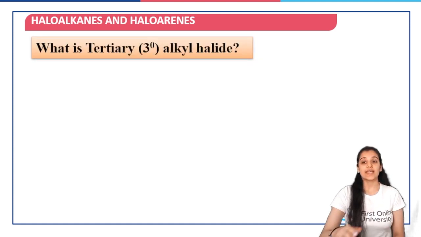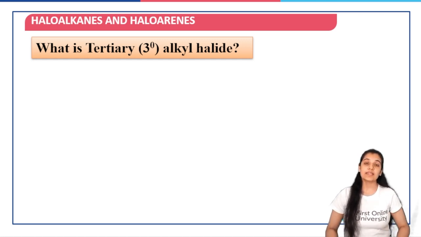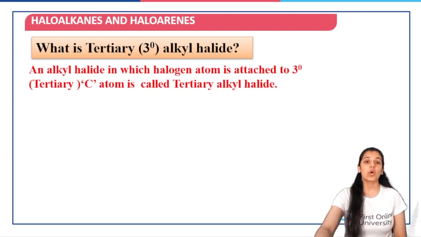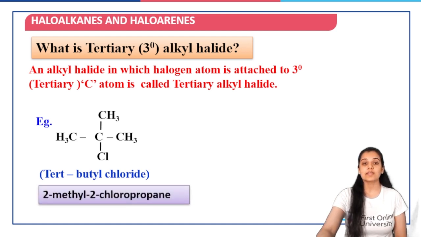The next classification or subdivision of monoalkyl halides is tertiary alkyl halide. Tertiary alkyl halide means the halogen atom is attached to the carbon atom, which is further attached to three other carbon atoms. For example, we can name this compound as tertiary butyl chloride. The carbon atom to which the chlorine atom is attached is further attached to three other carbon atoms and we call it 2-methyl 2-chloropropane.